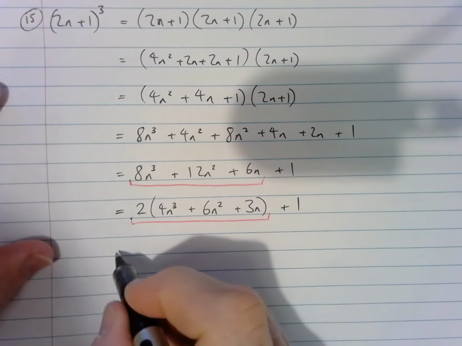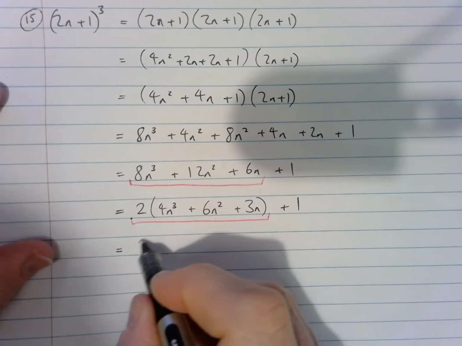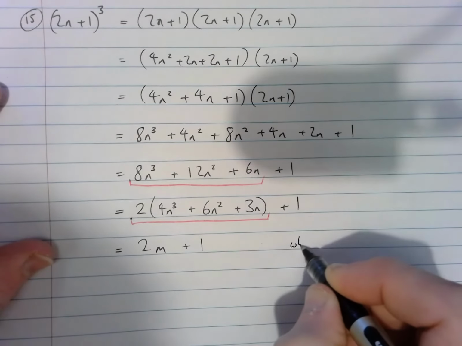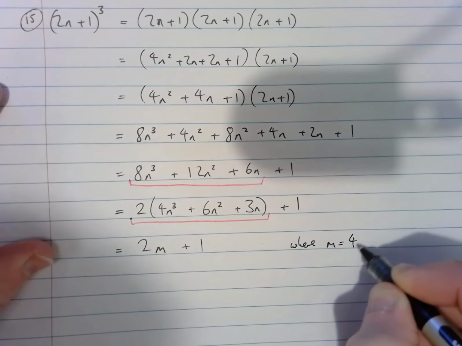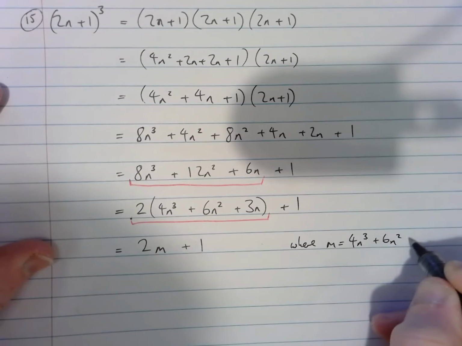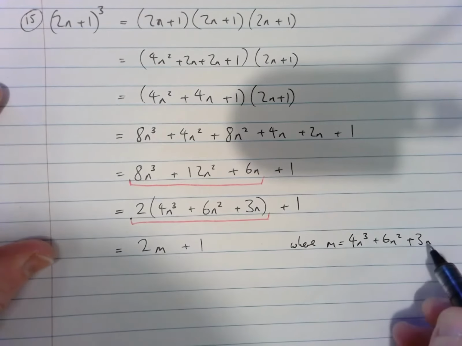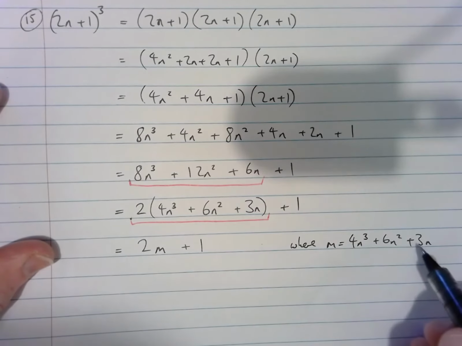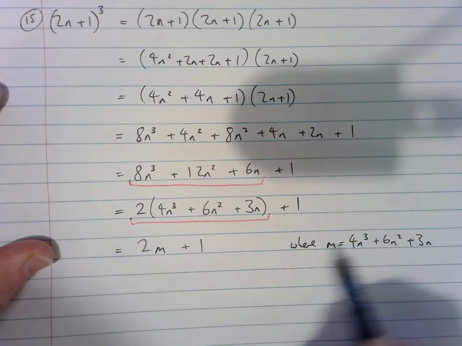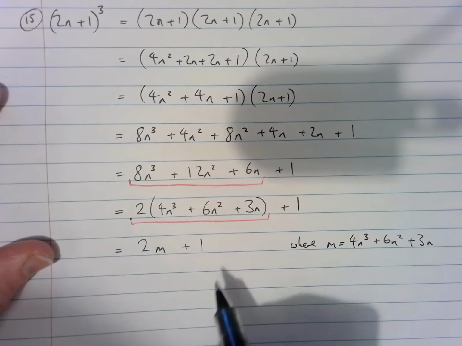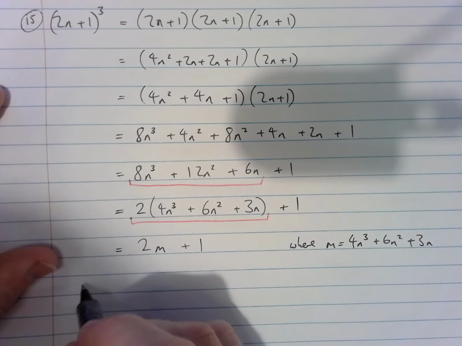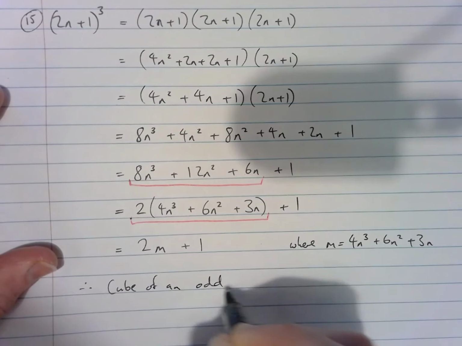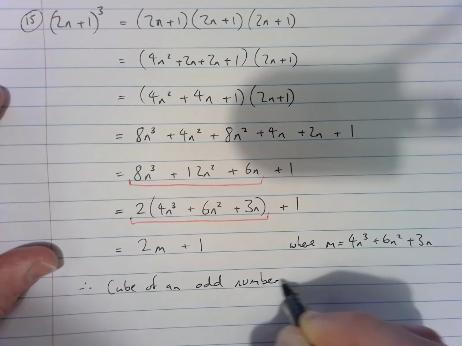Okay, and if you really want to simplify that, you could say that's equal to 2m plus 1, where m equals 4n cubed plus 6n squared plus 3n, and if n itself is an integer, then 4 times an integer cubed plus 6 times an integer squared plus 3 times an integer is itself going to be an integer. Whole numbers involved in all this is going to result in a whole number, so we're going to have 2 times a whole number plus 1, which is odd. So we can say, therefore, the cube of an odd number is odd.